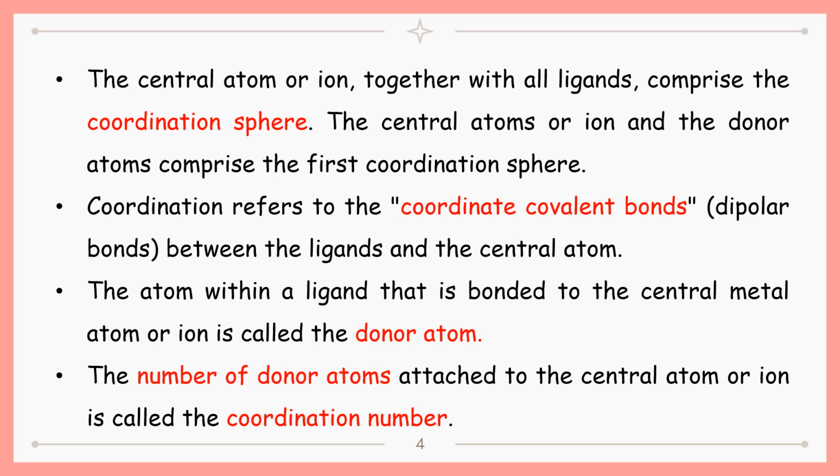Coordination refers to the coordinate covalent bonds between the central metal atom and the ligands. The atom within the ligand that is bonded to the central metal atom is called the donor atom. And the number of donor atoms which is attached to the central metal atom is called the coordination number.